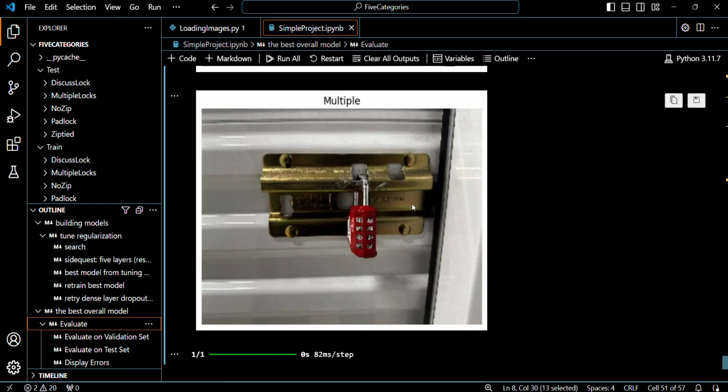And then this one is labeled multiple, and I don't see why. This is the most puzzling one now that I think about it, because there were not many. There were very few multi-locked latches. There were very few of them.